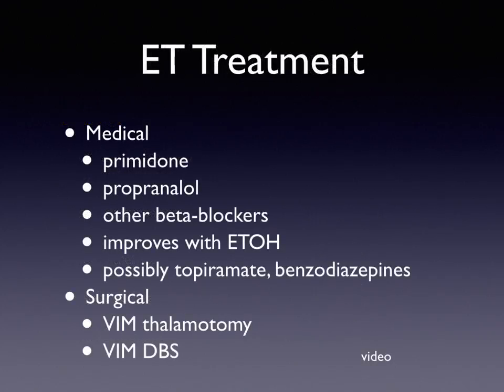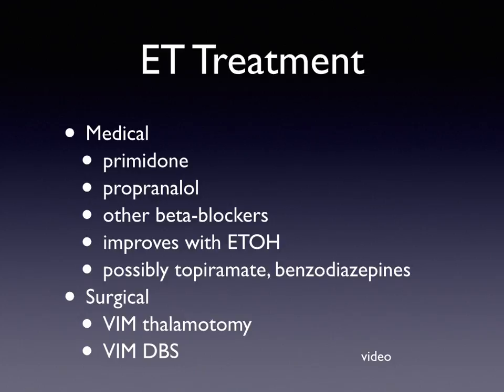The treatment, there's really two drugs that are really, really effective. It's the first two mentioned there, primidone and propranolol. So those two are usually our first line medications. Really can't say one is better than the other. In older patients, we may not use propranolol quite as much because of risk of orthostasis. Alcohol is not a treatment, but again, may be used for diagnosis.